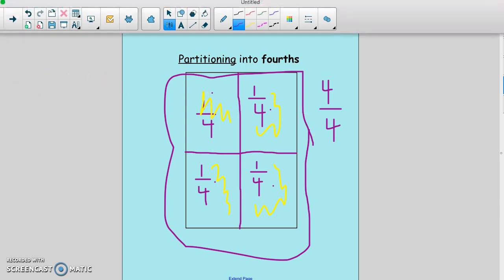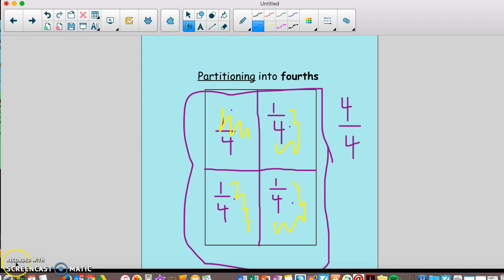And that's all we're going to get into for now. And later in the week, we will do partitioning figures into thirds.